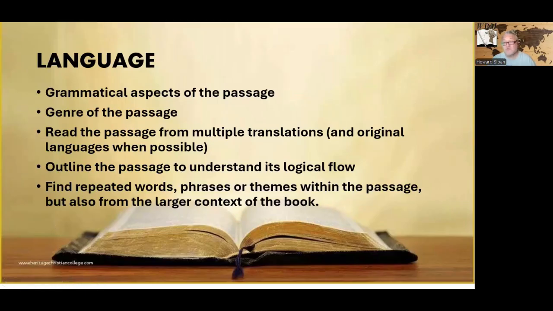Look for repeated words, phrases, and themes within the passage, but also from a larger context in the book. Repetition, especially in Hebrew literature, is a form of emphasis. If a word is repeated, it may be meant to focus the reader or the listener's attention on a concept. It could also be a play on words or the same word used in different ways. When considering large portions of scripture or whole books, repetition of themes is key for identifying the author's purpose for writing the particular biblical book.